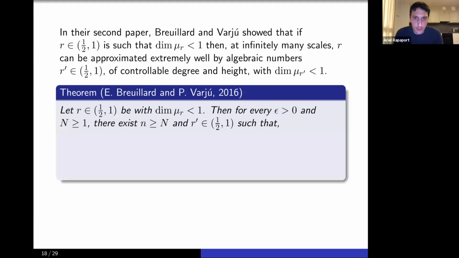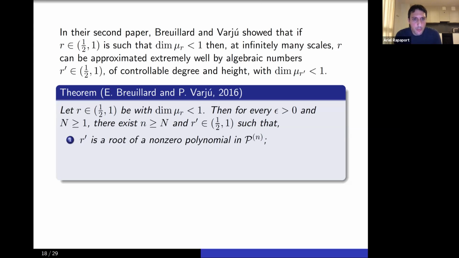So I'll state it precisely. Let R be such that there is a dimension drop. Then for every epsilon and n and big N, there exists n larger than big N and R prime in the relevant interval, such that the following three conditions are satisfied.